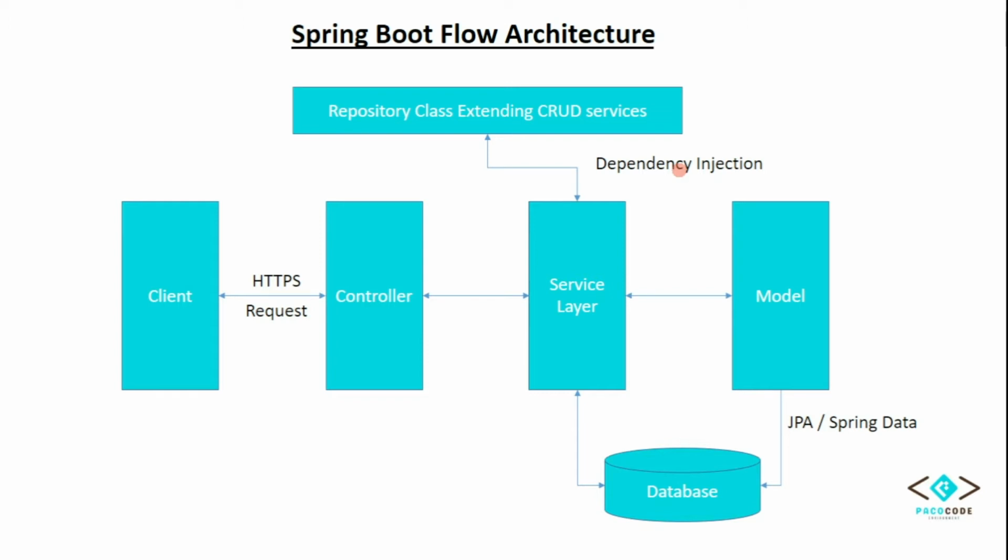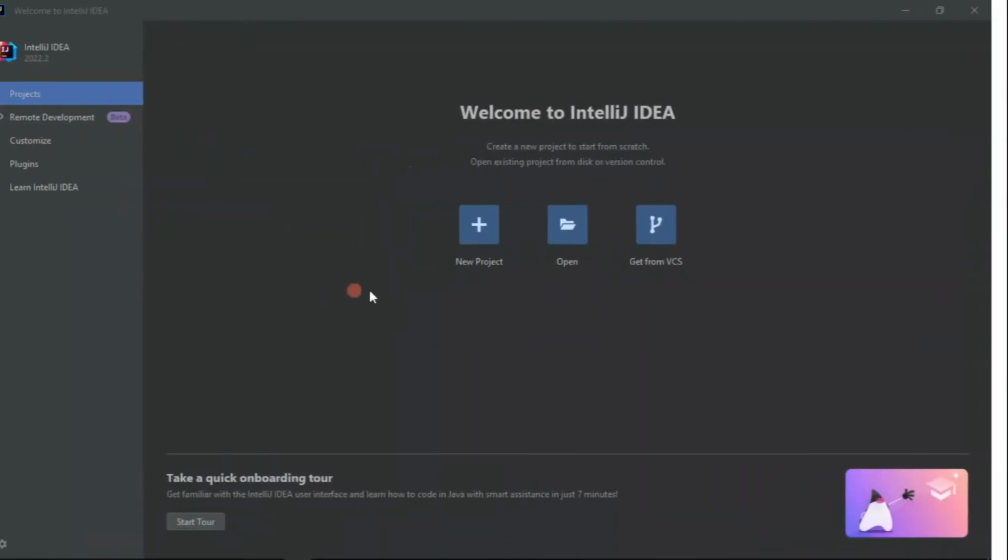Okay, so in this course we'll start by configuring the database connection and defining the model as well. After that, we will create our service that will handle all the business logic, and then we'll move to the controller so we can make the HTTP requests.